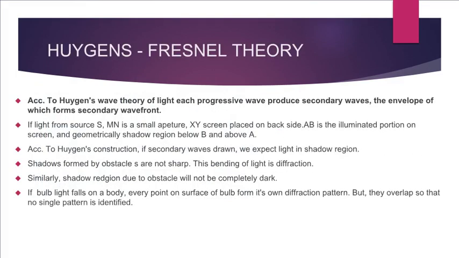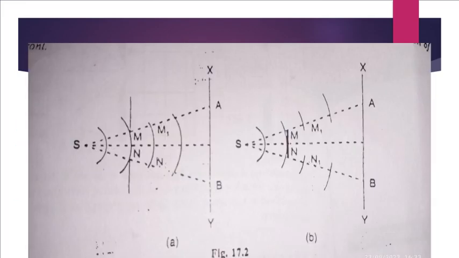We can give an explanation for diffraction using Huygens-Fresnel theory. According to Huygens wave theory of light, each progressive wave produces secondary waves, the envelope of which forms the secondary wavefront. Let S be a source of light, MN be a small aperture and XY be the screen placed behind the aperture. When light falls on the small aperture, we expect a portion of the screen to be illuminated. But if we observe this in real life, the geometrical shadow region will not be completely dark.